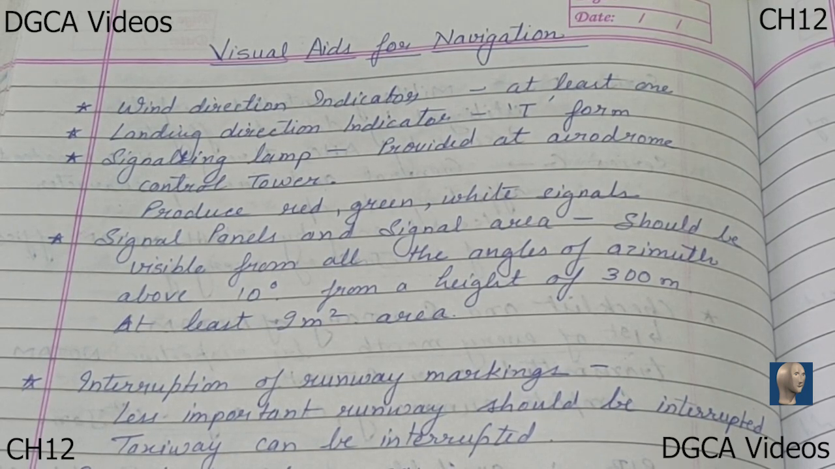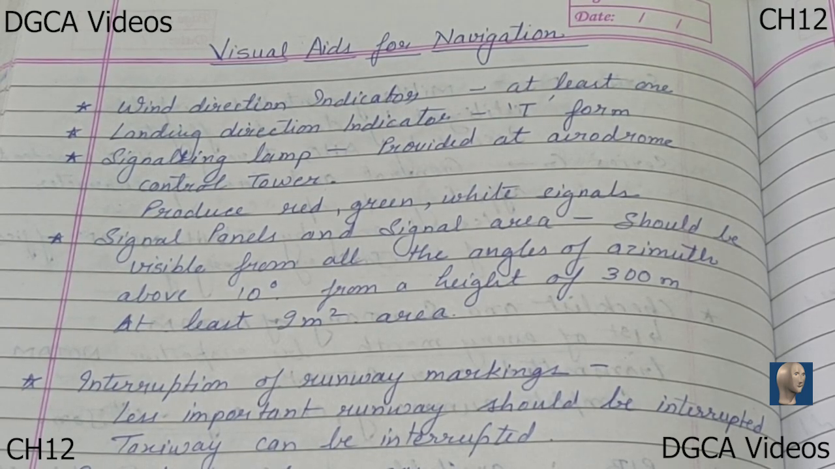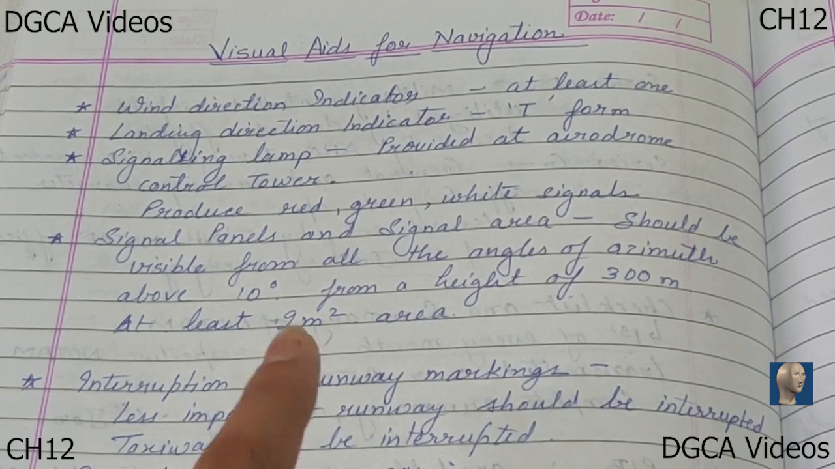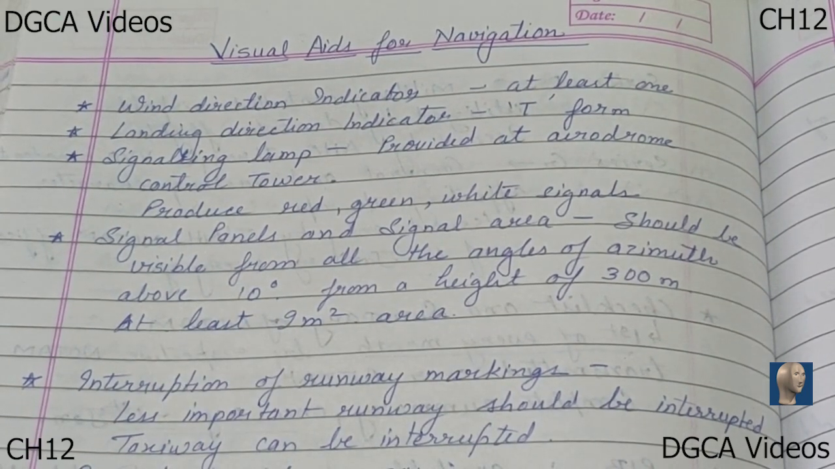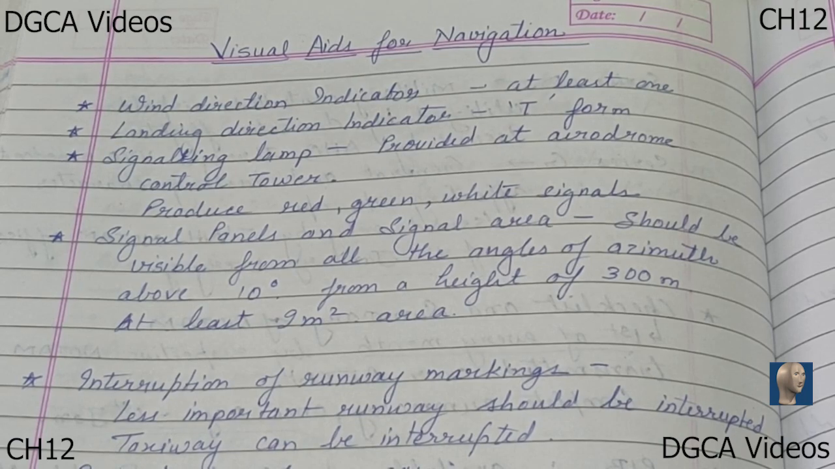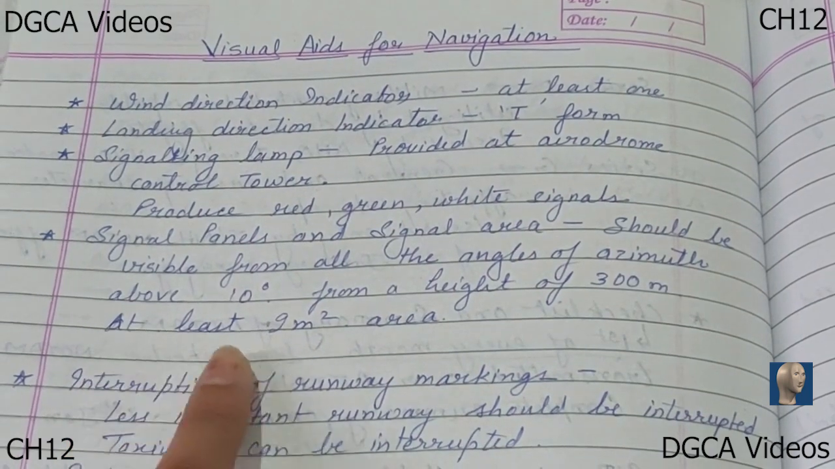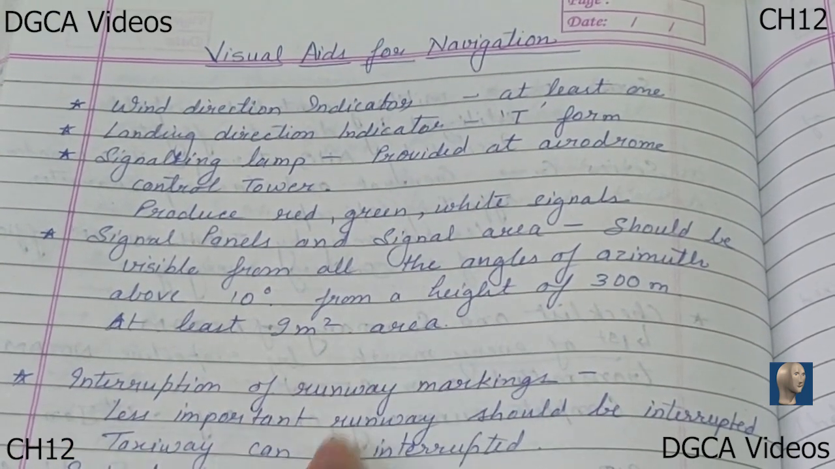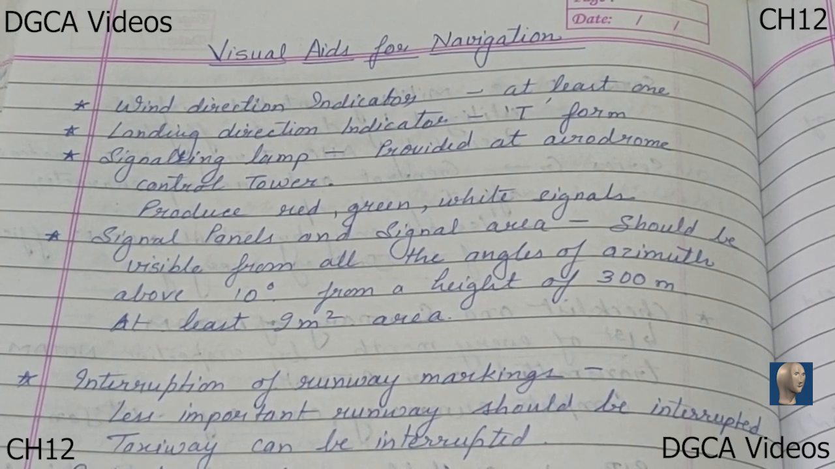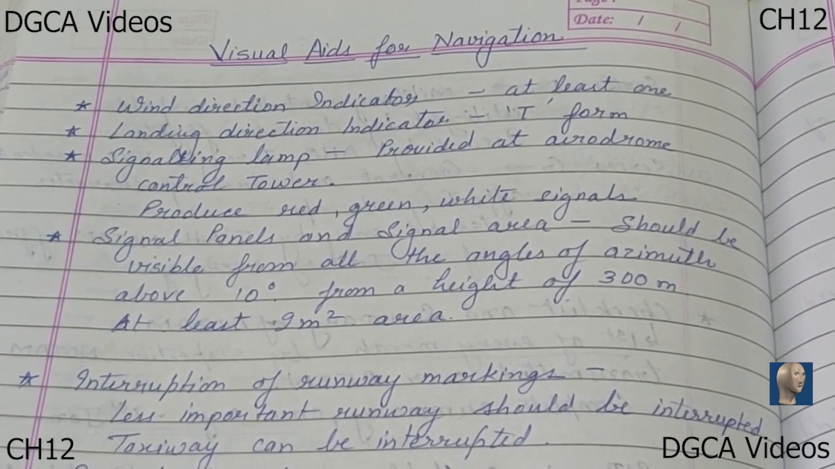So these should be placed in such a manner that they are properly visible to the aircraft, and also the dimension should be large enough so that the pilot can properly see and make out what is written in that signal. So keeping that in mind, the signal panel should be at least 10 degrees above the horizon, at least 10 degrees from the height of 300 meters, and the area should be at least 9 meters square, right? At least. Fine. So this was about it. We'll be going on to markings now.